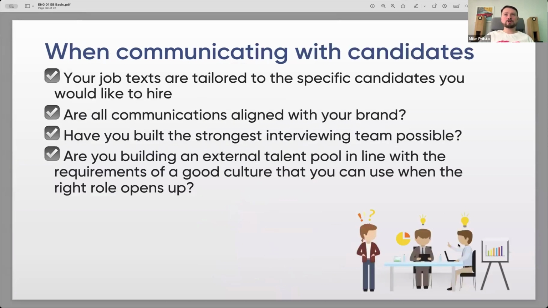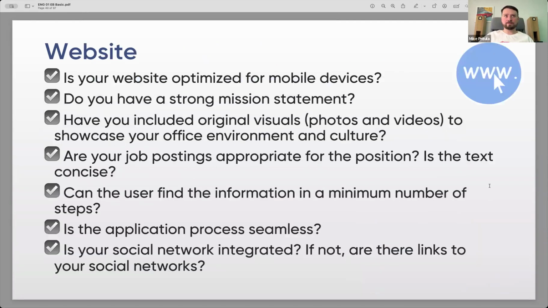Continuing. When communicating with candidates, your job texts are tailored to the specific candidates you would like to hire. So you don't have a one format fits all approach for all your job texts. Are all communications aligned with your brand? Have you built the strongest interviewing team possible? Are you building an external talent pool in line with the requirements of a good culture that you can use when the right role opens up?